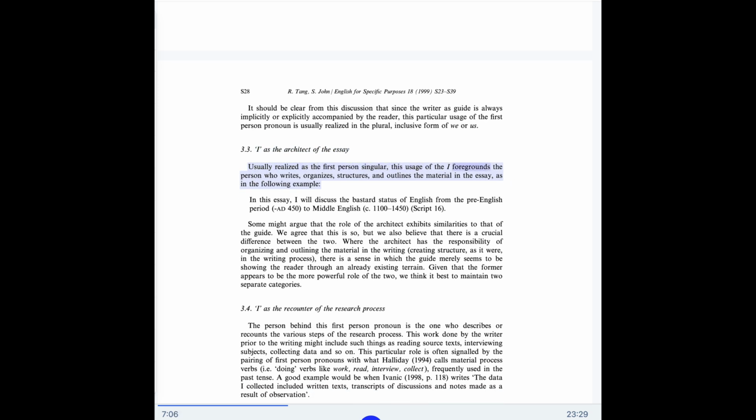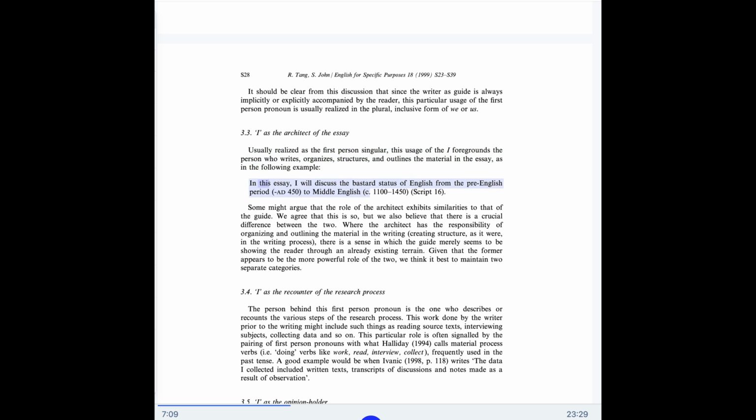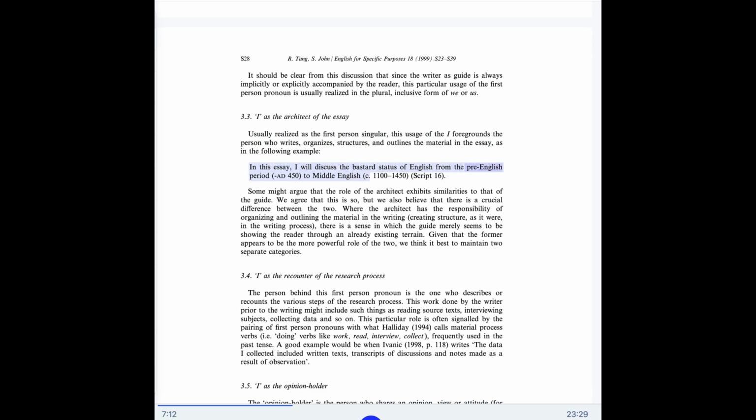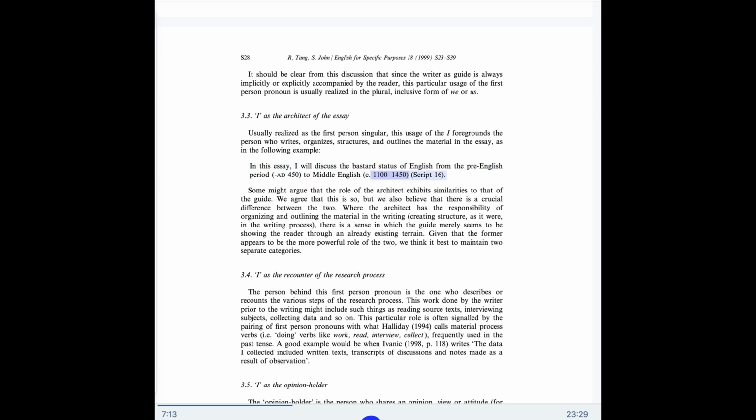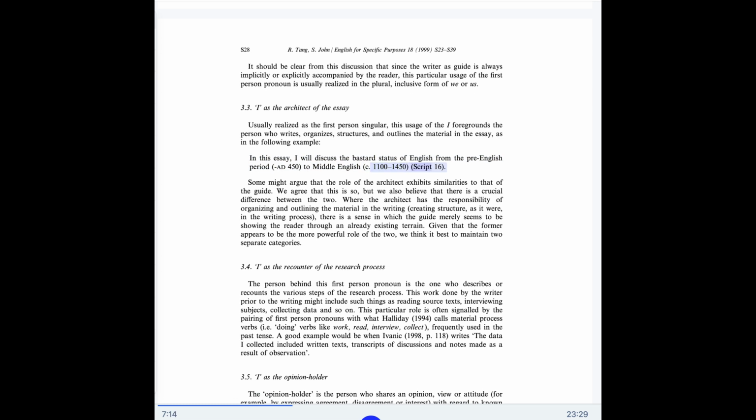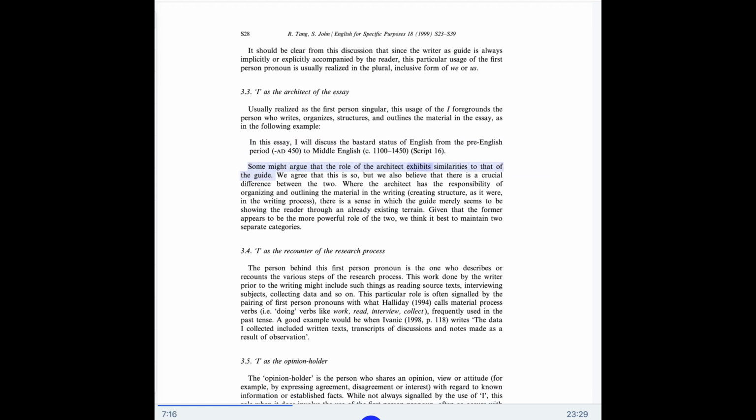This usage of the "I" foregrounds the person who writes, organizes, structures, and outlines the material in the essay, as in the following example. "In this essay, I will discuss the bastard status of English from the pre-English period AD 450 to Middle English c. 1100-1450" (script 16). Some might argue that the role of the architect exhibits similarities to that of the guide.